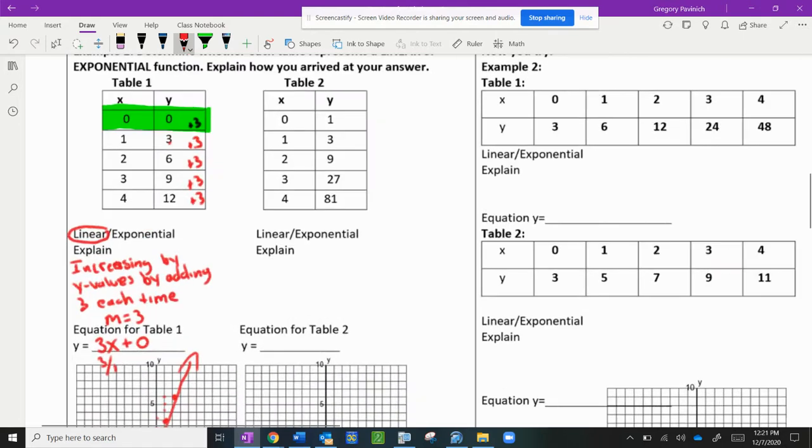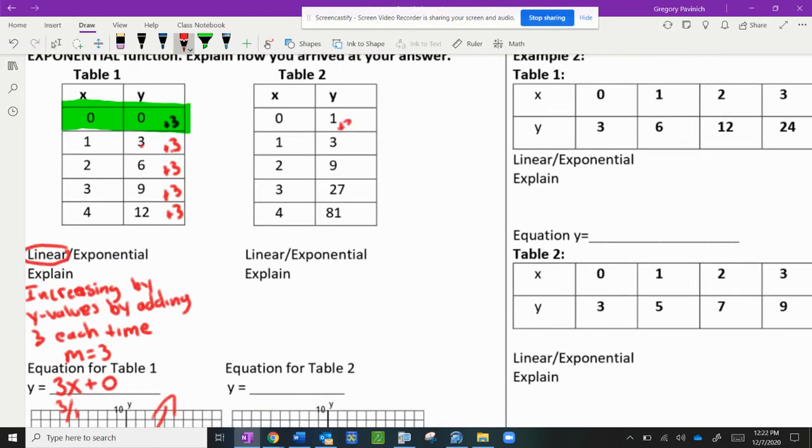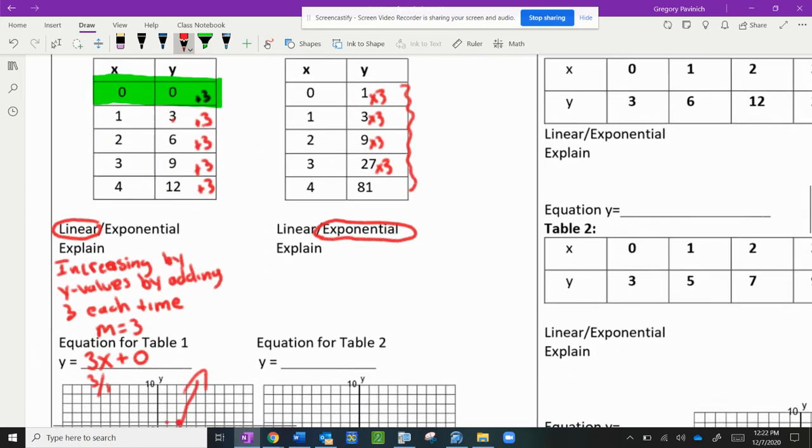On this one, I might start by adding 2 again, and I get 1 plus 2 is 3, and then 3 plus 2 is 5, but I forgot 9. So adding 2 does not work. So let's try multiplying. 1 times 3 is 3, 3 times 3 is 9, 9 times 3 is 27, and then 27 times 3 is 81. So this one is going to be exponential. Why? Because I'm multiplying my outputs, or y, by the same value, which is 3, as my x's go up by the value of 1.